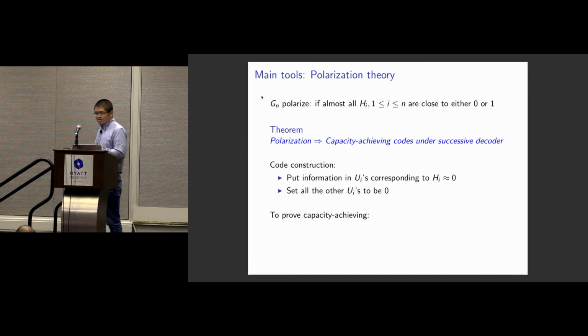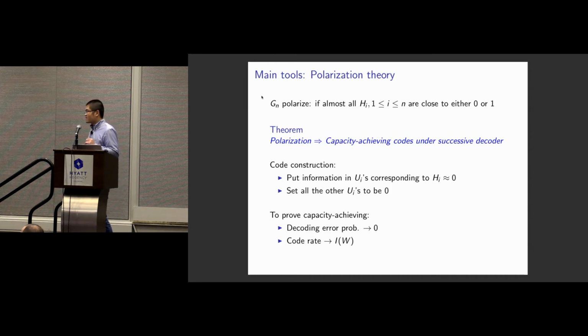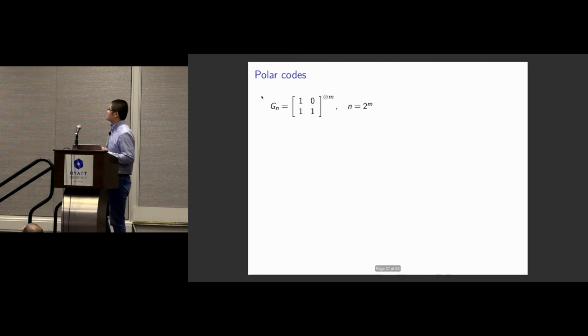So then, to show that this code achieves capacity, we only need to show two things. First, the decoding error probability goes to 0, but this comes directly from the code construction, because we only put information in those ui's that are more or less noiseless, right? Because these Hi's are very close to 0. So the first thing is trivial. The second thing we need to show is that the code rate is very close to I(W), but this again comes from the chain rule of conditional entropy, which is not difficult to prove either.